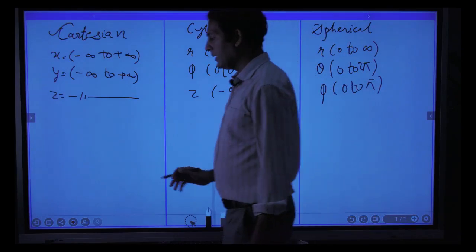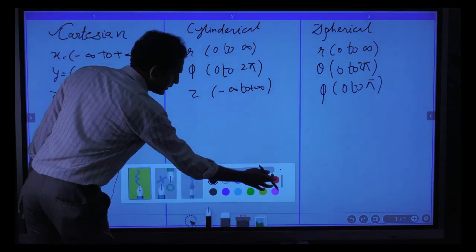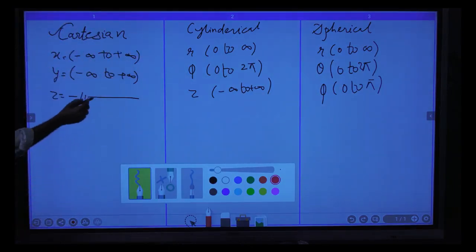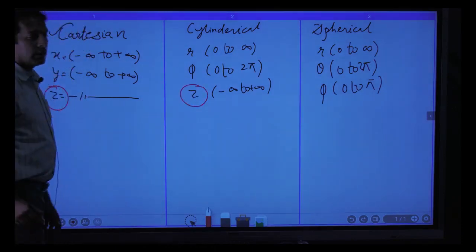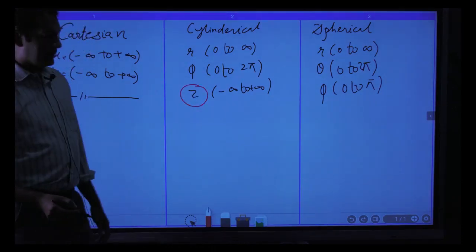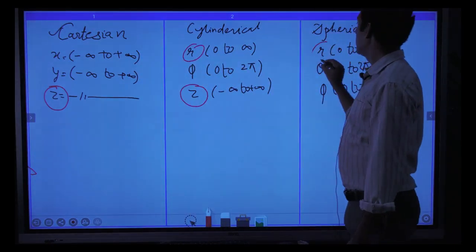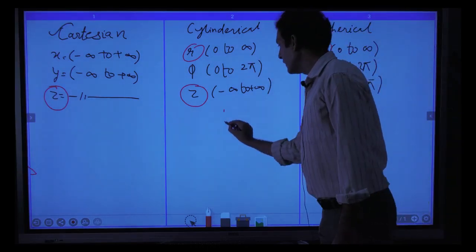What we have to remember here, the similar and dissimilar things we'll discuss once, which is important. Similarities between the Cartesian and cylindrical coordinate systems: here z and there z are the same. Then next, the radius r for cylindrical and spherical is the same. Limits are also the same. But what is the difference?